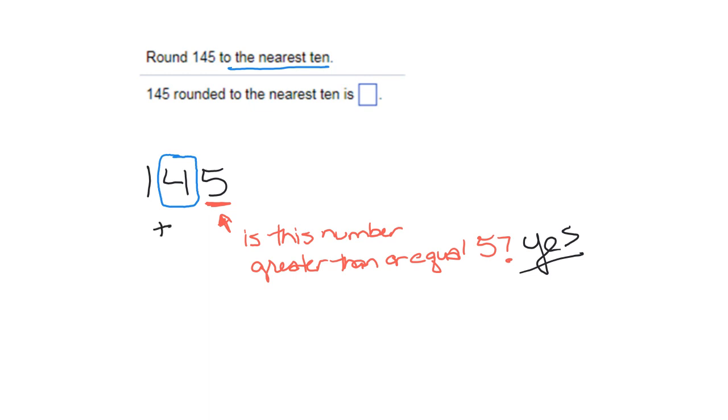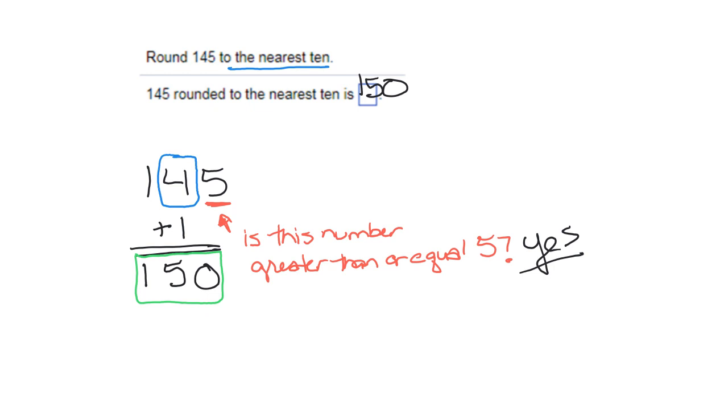I'm going to do a plus 1 right below the number 4. And that will change this to a 5. 4 plus 1 is 5. Remember, anything after that rounded place value is a 0. So my final answer on here would be 150. And I would place 150 in this answer box.